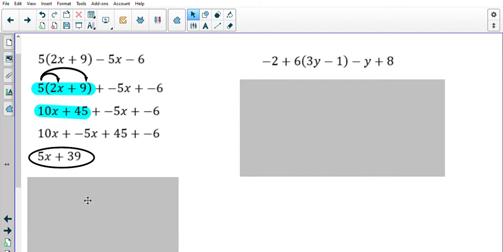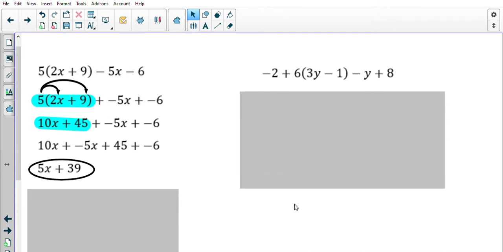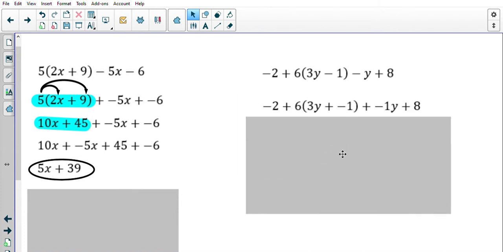All right, the second example on the right-hand side here. First thing you want to do is add the opposite. Please, please, please. So you've got negative 2 plus 6, and then in parentheses, 3y plus negative 1. The minus y becomes plus a negative y, and I did write that as a negative 1y. I do like to put a coefficient in front of a variable that's by itself. So plus negative 1y plus 8.